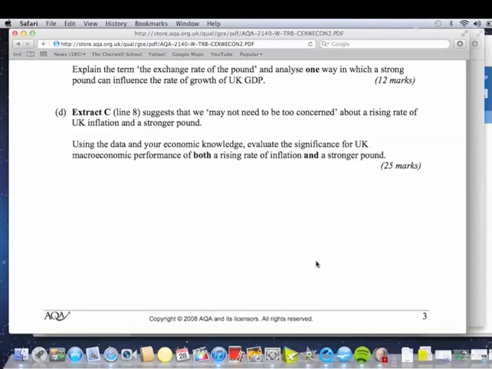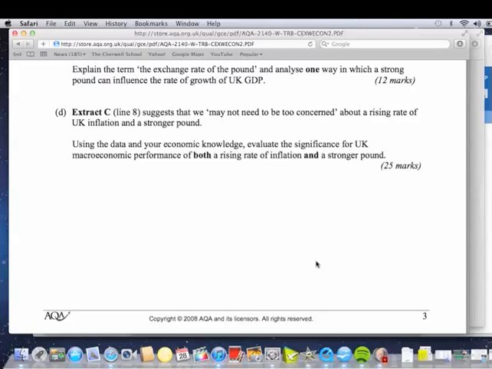Now, what is the actual question asking you to do? So it says using the data, this is all this information. This is the A, B and C that's been preparing you for this answer. And your own economic knowledge, so we'll give it a K, if you've got the data being used, application AP, K. Evaluate, so we're going to debate the significance of the UK macro performance.